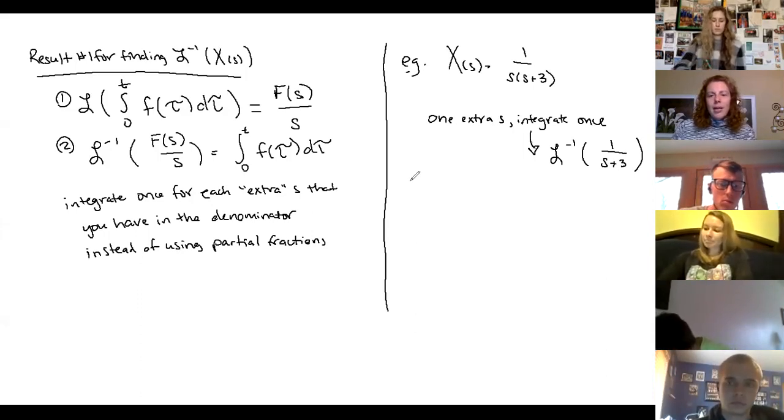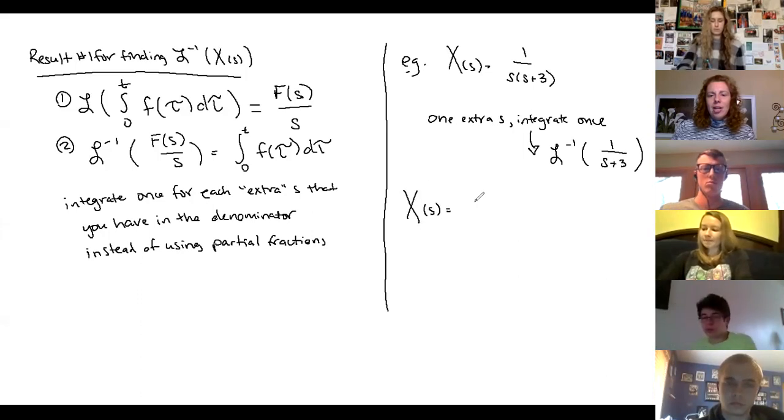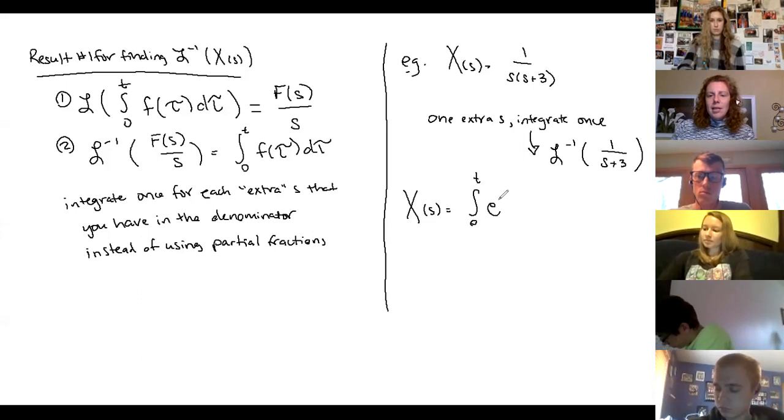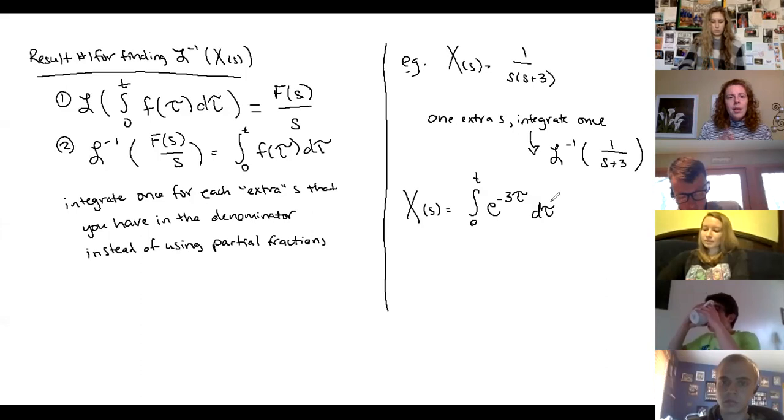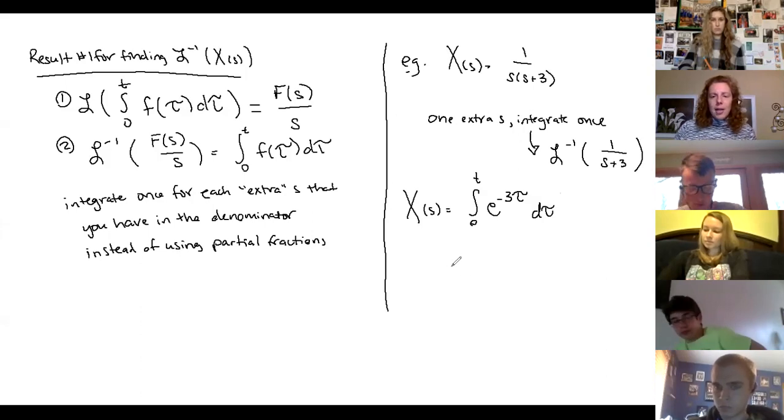And so therefore, capital X of s, the thing that I'm trying to find, is the integral from 0 to t, e to the negative 3 tau d tau. Remember that I have to change my variable in the integral because t is in the limits. If I have t in the limits and in the integral, that gets super confusing. So I have to integrate once: integral from 0 to little t, e to the negative 3 tau d tau.